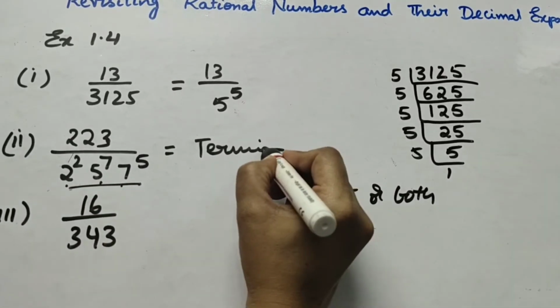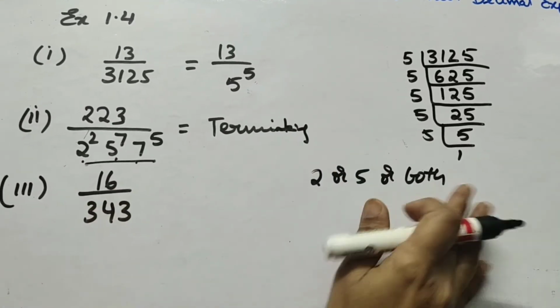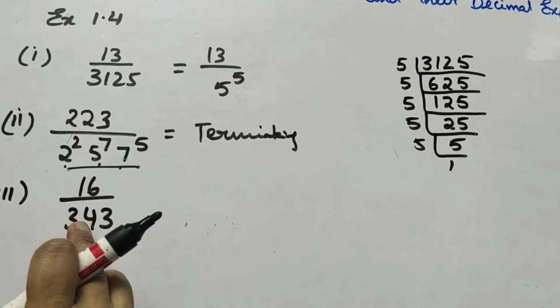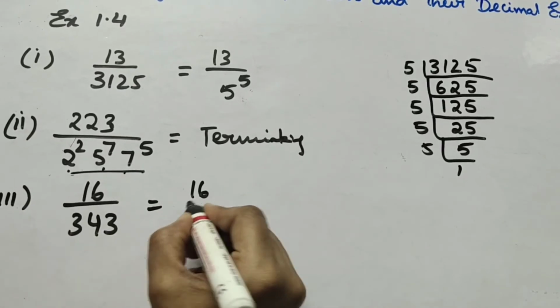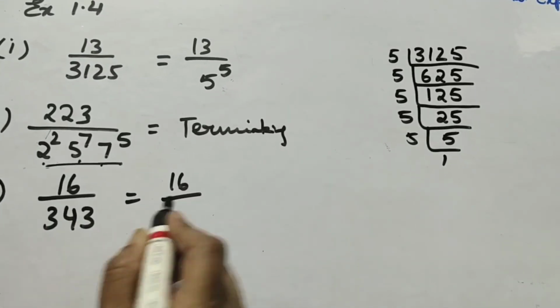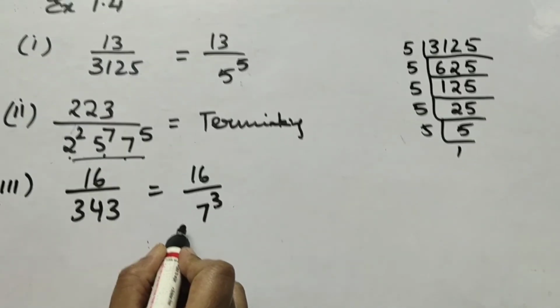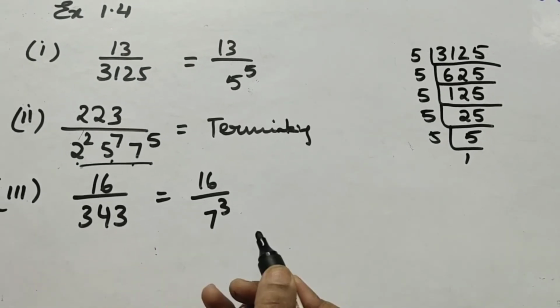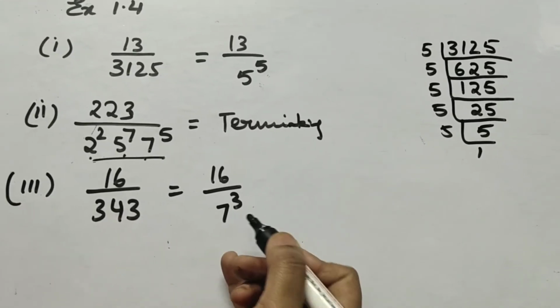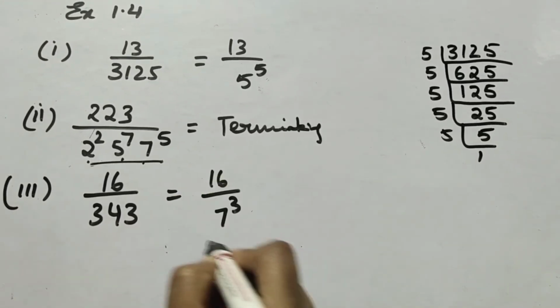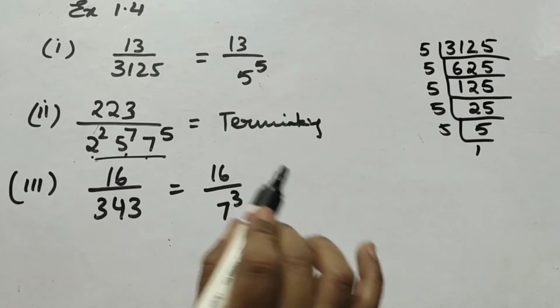Now what about the third one? Look here, 16 by 343. On prime factorization, 343 is nothing but 7 cubed. Now you don't find either 2 or 5 or both, right? You don't have 2 over here or 5 over here. So this is not a terminating decimal.